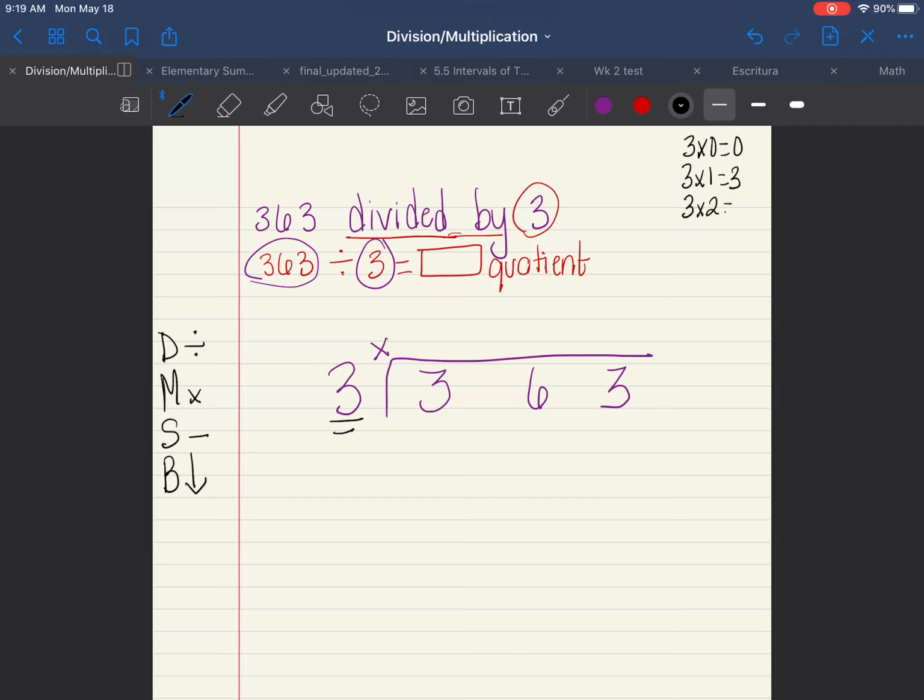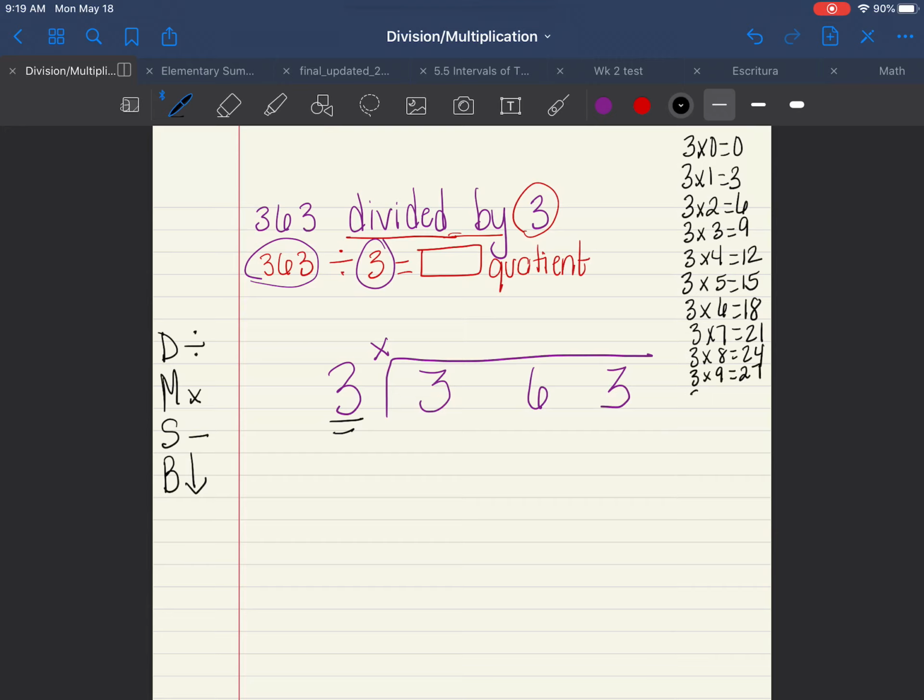Since my divisor is 3, I'm going to write my timetables of 3. If you already know your timetables, you do not have to do this step because you can do it in your head. If you're still having trouble with your basic facts, you do need to write them down. You also need to practice your basic facts. Use this time that you're at home to practice them so that you're ready for next year.